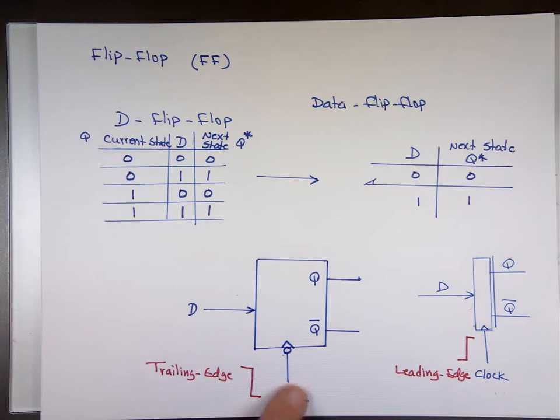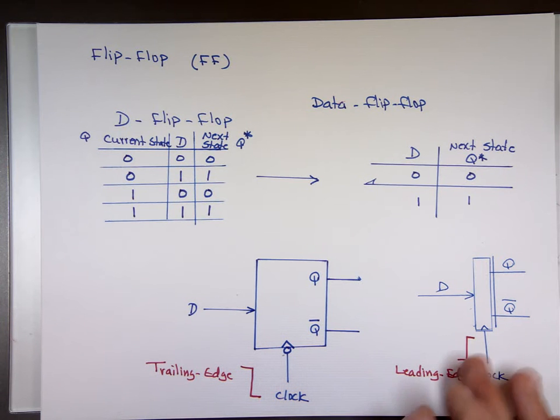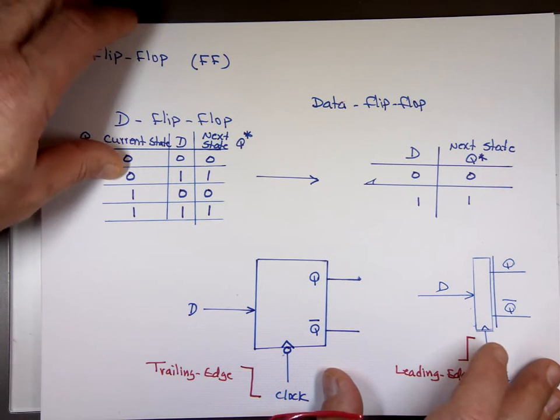So if there's a clock with a bubble, it works on the trailing edge, when the clock goes from high to low. This one, everything shifts when the clock goes from 0 to 1, where this one goes from 1 to 0. Normally the clock will be like a square wave looking like this.